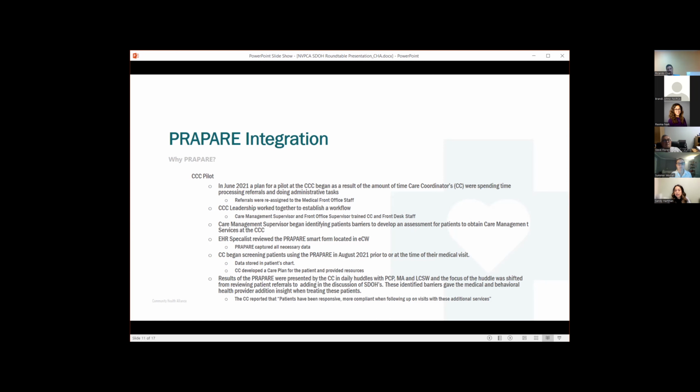So I worked on identifying barriers to develop an assessment for patients to be able to obtain care management services at the CCC. When speaking to our EHR specialist, we reviewed that the PRAPARE smartphone was already located in ECW, and it captured all the necessary data that was needed to identify patient barriers.